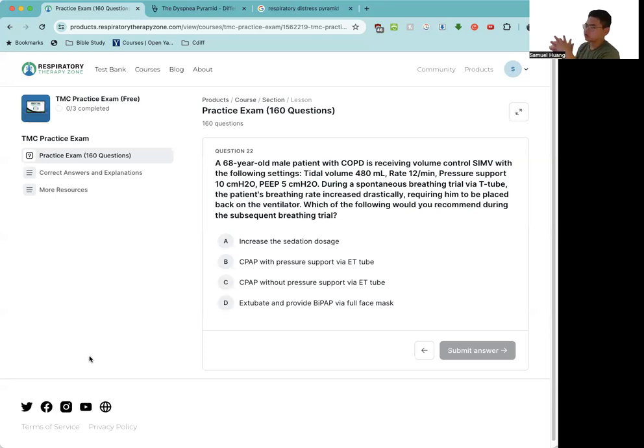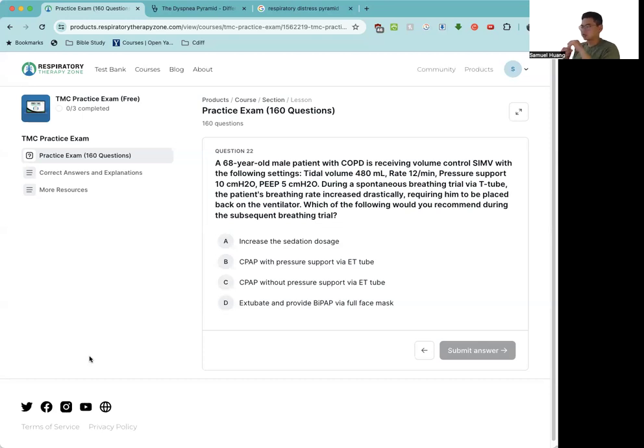You can increase sedation, but it looks like we want to wean him. We wouldn't just increase sedation for the next SBT. Could you do CPAP with pressure support?